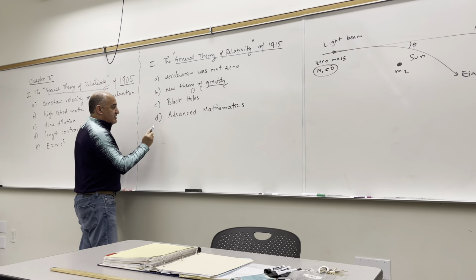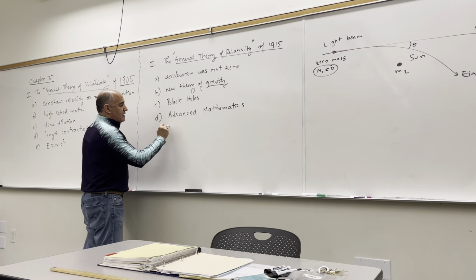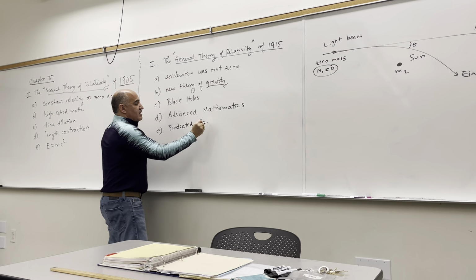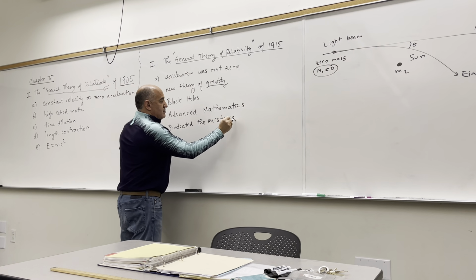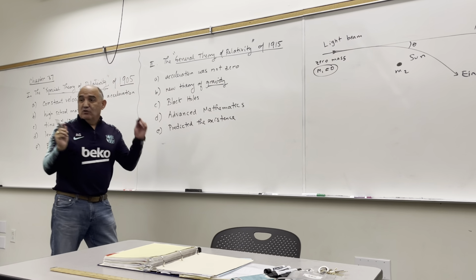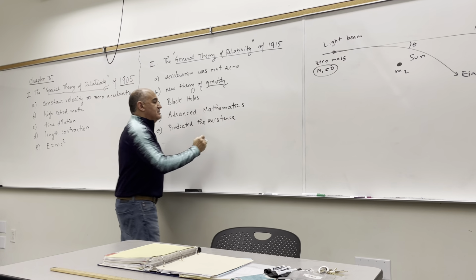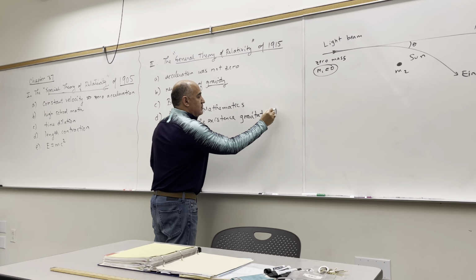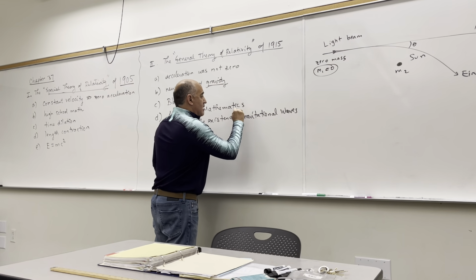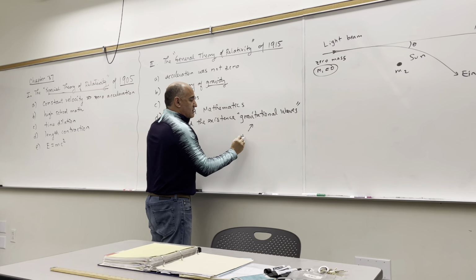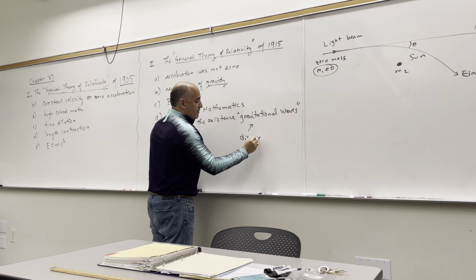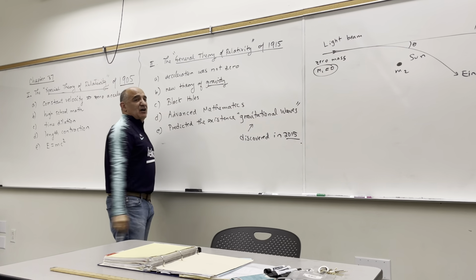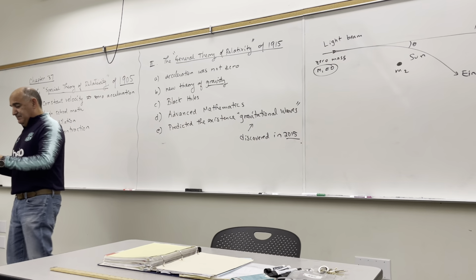With the general theory of relativity, he predicted the existence of black holes, and black holes have been found. Right? But he also predicted the existence of gravitational waves. And these were discovered or measured for the first time in 2015, precisely 100 years after Einstein predicted their existence.